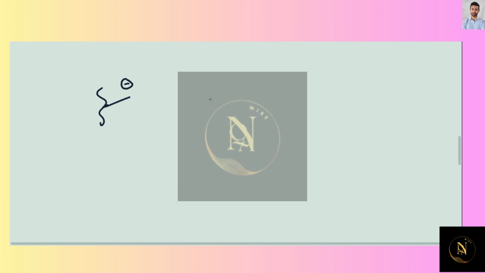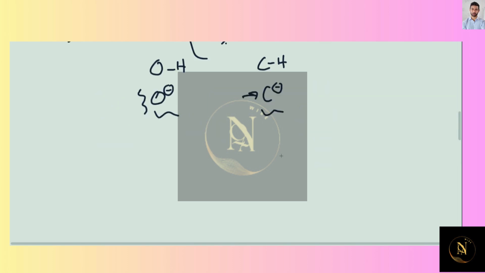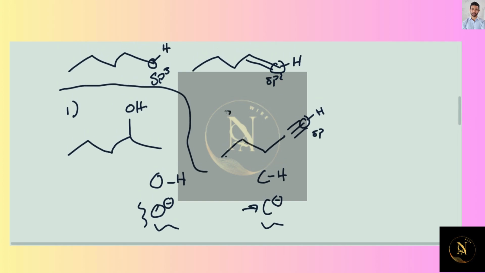That is, a primary carbanion, an sp3 carbanion, an sp2 carbanion, or an sp carbanion, right? And I'll just tell you that it's going to be the sp. That's the second most acidic. Third most acidic is the sp2, and fourth most acidic is the sp3.